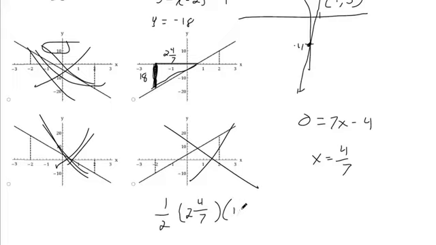So the area of a triangle is 1/2 times the base times the height, which is the line that's a right angle with the base. So this is going to be negative 2 because we said this is below the x-axis, negative area.